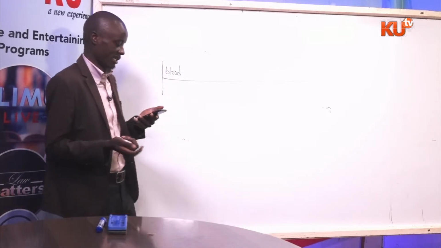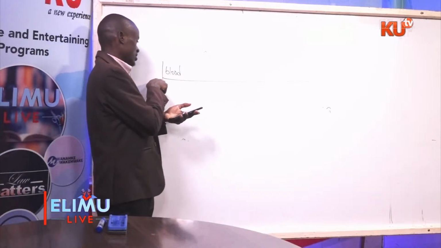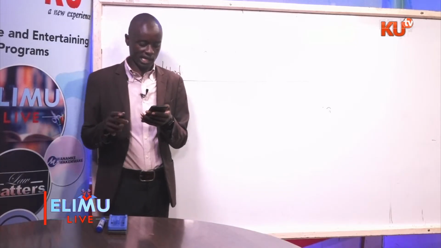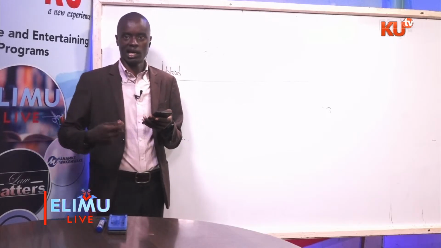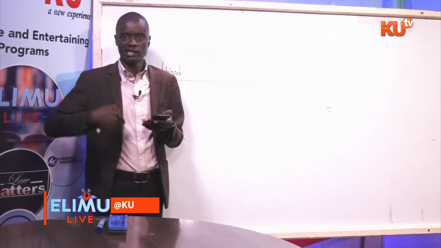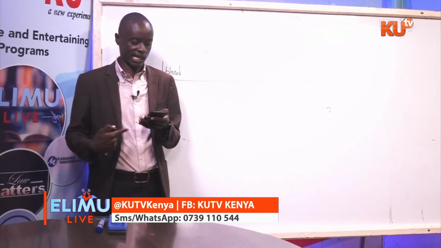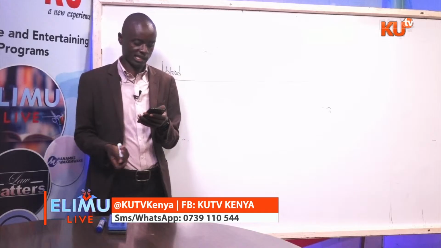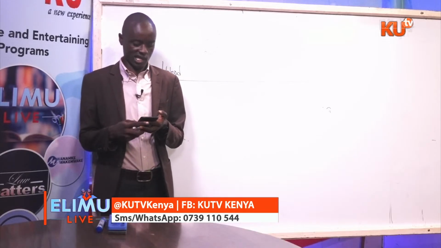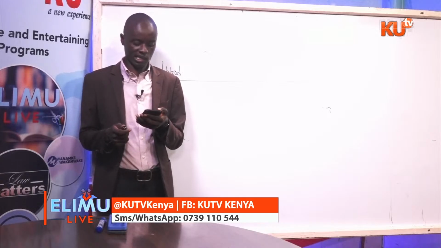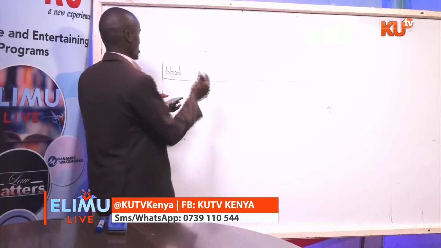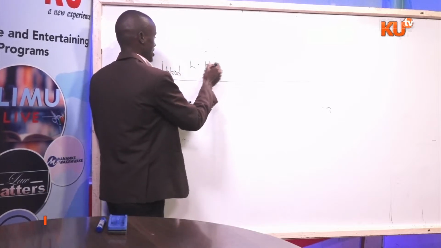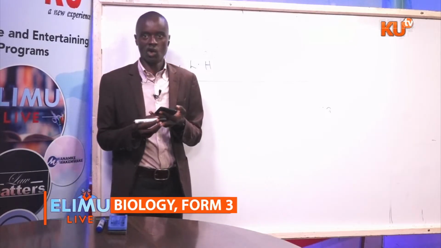Now, the body releases estrogen that brings about the healing and repair of the endometrium. That is the inner wall, the lining of the uterus. Then another role of estrogen is that it stimulates the release of luteinizing hormone, which is abbreviated as LH, luteinizing hormone.